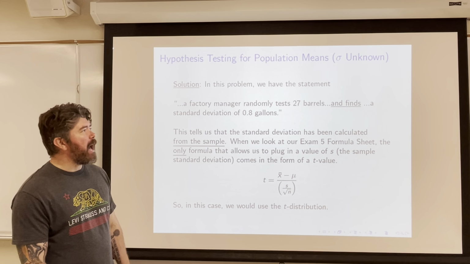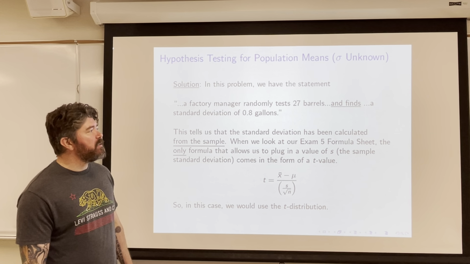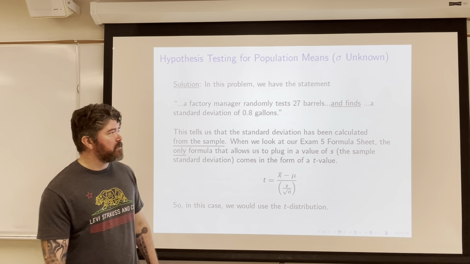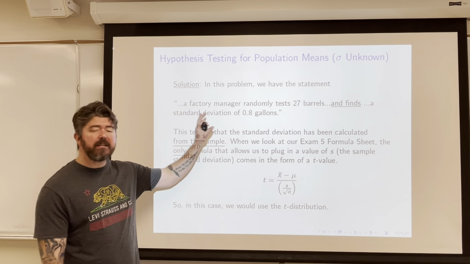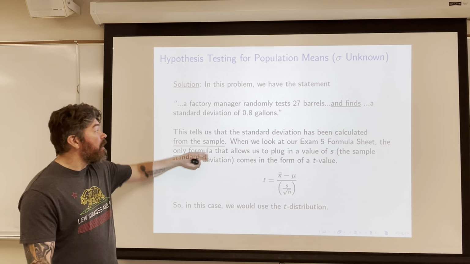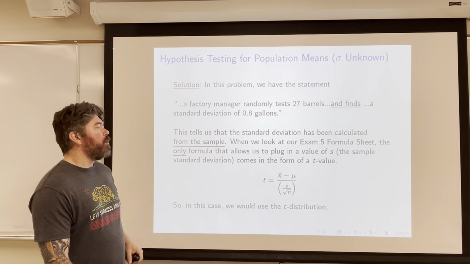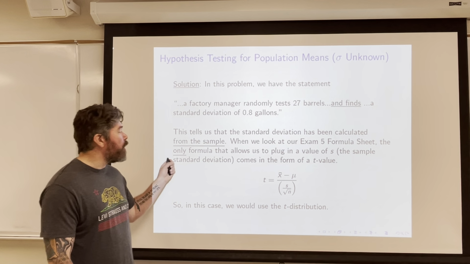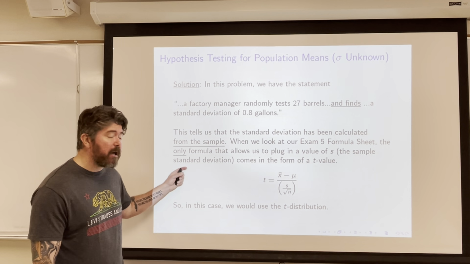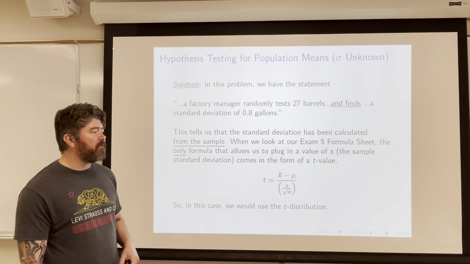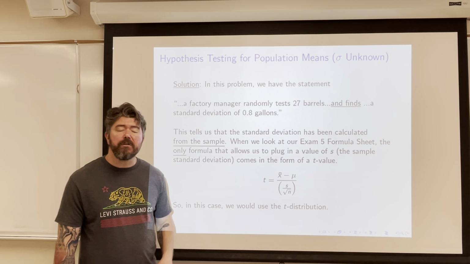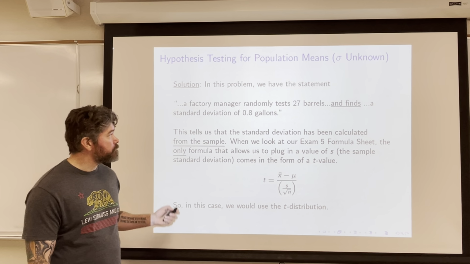Now, in this problem, we have the statement, a factory manager randomly tests 27 barrels and finds a standard deviation of 0.8 gallons. Now, I've skipped some wording between here, but this is the idea in that sentence. This tells us that the standard deviation has been calculated from the sample. When we look at our exam 5 formula sheet, the only formula that allows us to plug in the value of S, remember, S is our sample standard deviation, comes in the form of a t-value, right? And it's this formula. So in this case, we would use the student's t-distribution, or our table C.